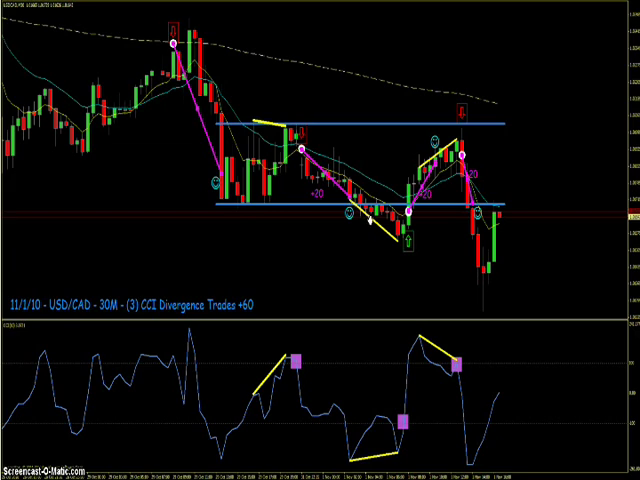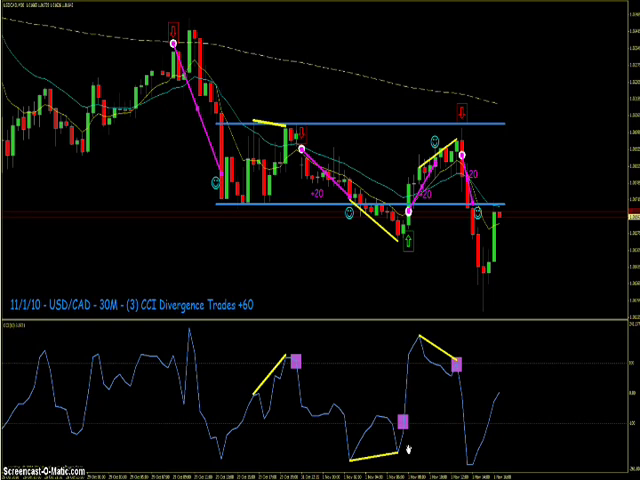Then I wait. It breaks the range. It could have kept on going. Who knows? It could have broken right back up through the top of the range. I didn't know. The point is, I waited. There happened to be some additional divergence in oversold territory, which is great. It's a perfect place for divergence to occur.